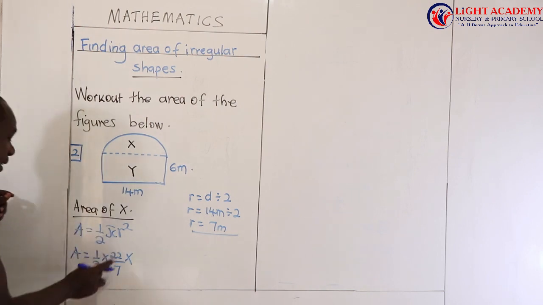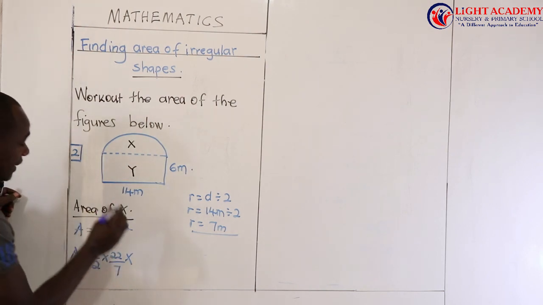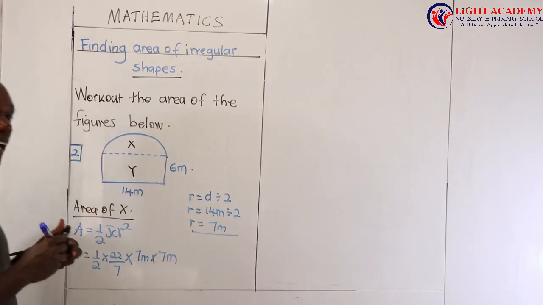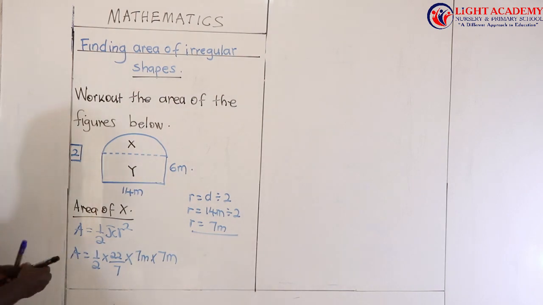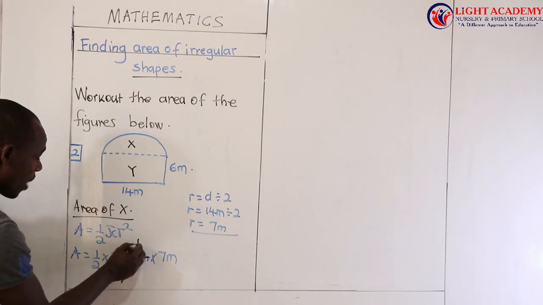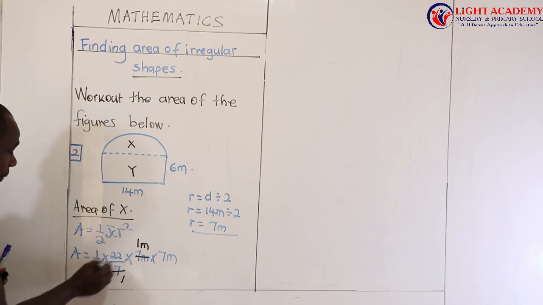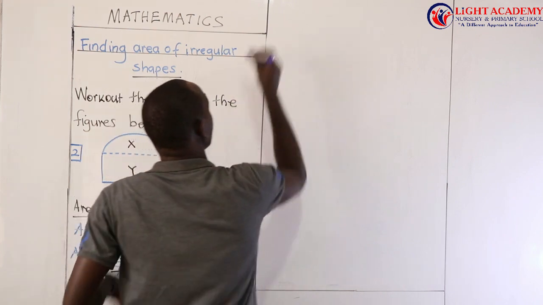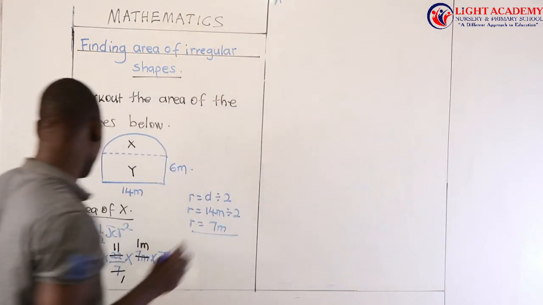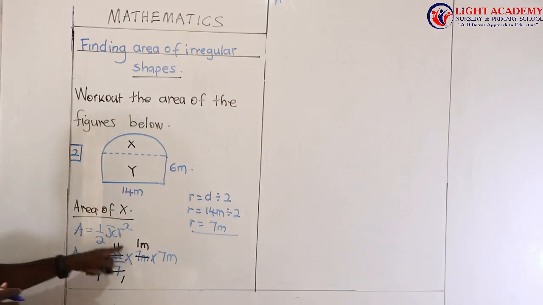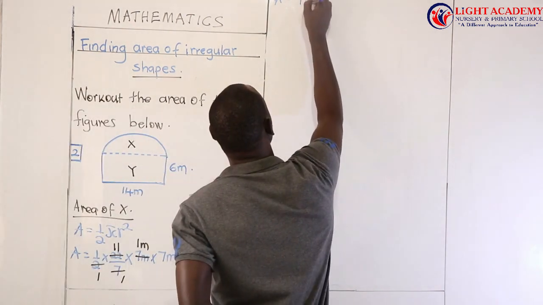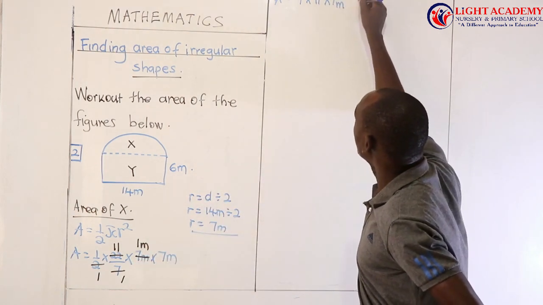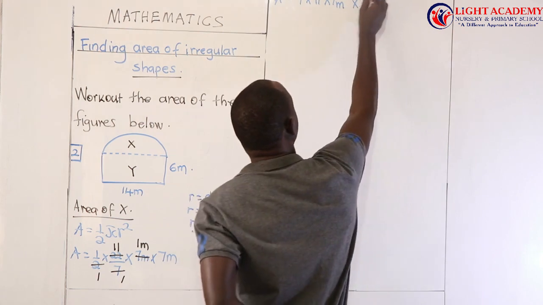So you work out now and say a half times 22 over 7 times 7 meters times 7 meters, and then you go ahead and reduce. We can now reduce this: 7 divided by 7 is 1, I remain with 1 meter. 2 divided by 2 is 1, and 22 divided by 2 is 11. So the area of that figure will be equal to 1 times 11, then times 1 meter, then times 7 meters.